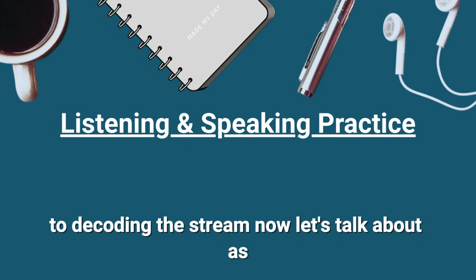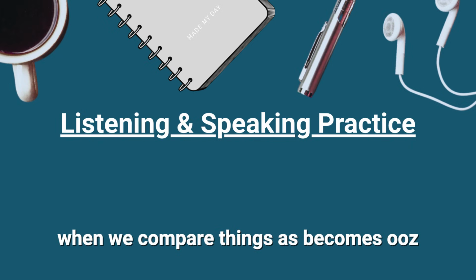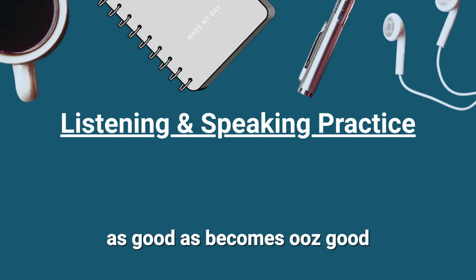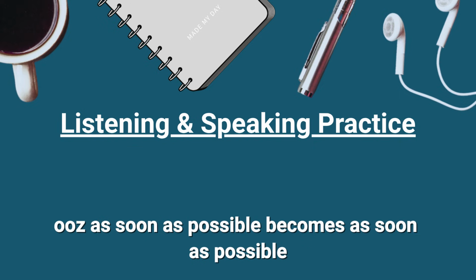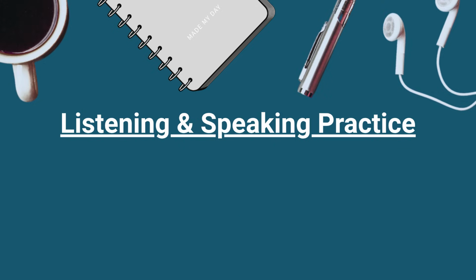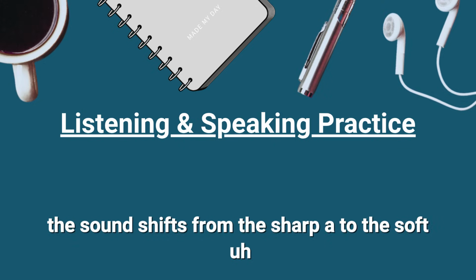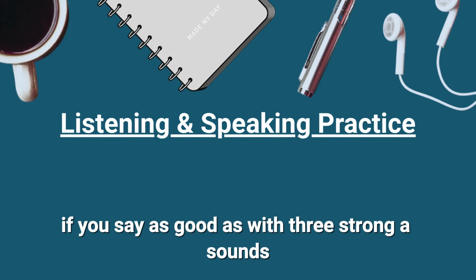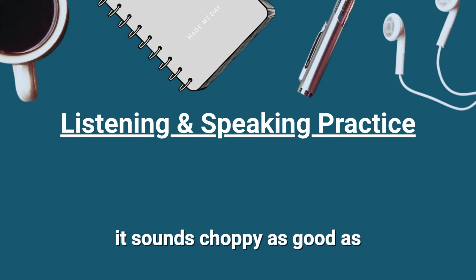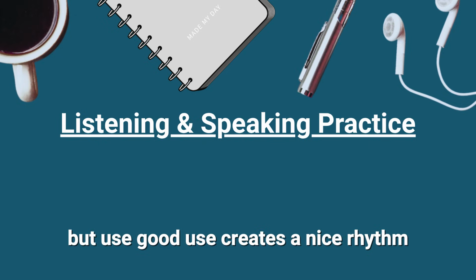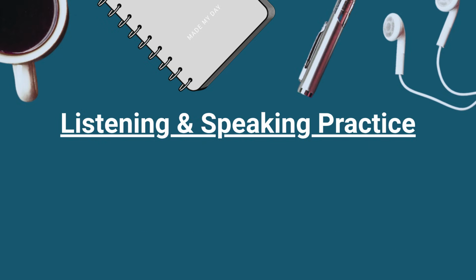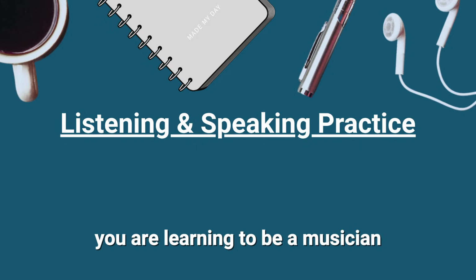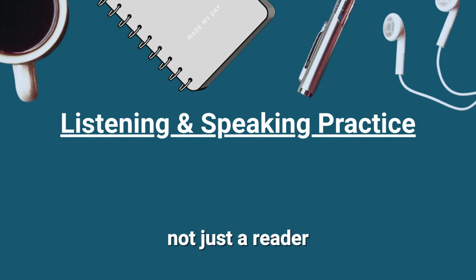Now, let's talk about "as." When we compare things, "as" becomes "uz." "As good as" becomes "uz good uz." "As soon as possible" becomes "uz soon uz possible." The sound shifts from the sharp A to the soft uh. It makes the sentence flow smoothly. If you say "as good as" with three strong A sounds, it sounds choppy. "As good as." But "uz good uz" creates a nice rhythm. This is the music of English. You are learning to be a musician, not just a reader.